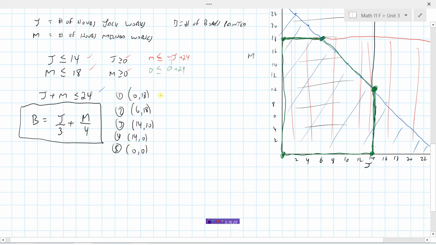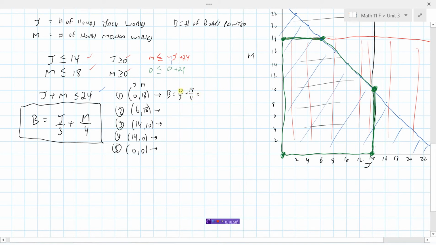So let's see what we get when we substitute all of these points into our objective function. In the first one, we would get the number of boats equals J. These first values are J, and the second values are M. X first, then y. So 0 in for J, and 18 in for M.